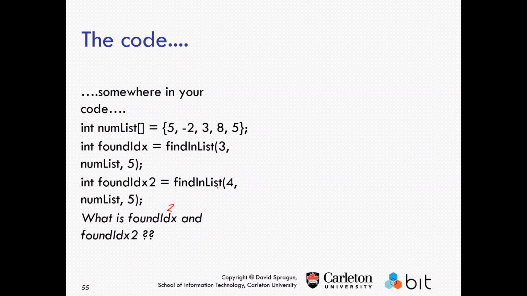And when the 4 is not in the array at all, so it goes 0, 1, 2, 3, 4, it should return -1 if it can't be found. That's what I expect from my values. I haven't written any code at all yet.